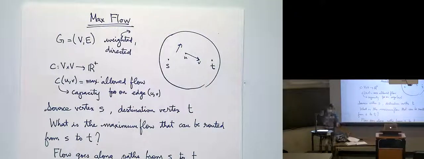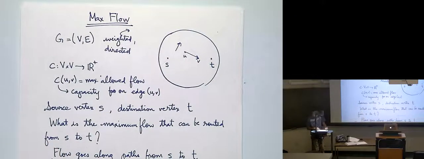Okay, any questions about this? Okay. So this is the problem of max flow. You're given a graph with the capacities, you're given a source and a destination, and you have to compute how much flow goes through the system. Okay?